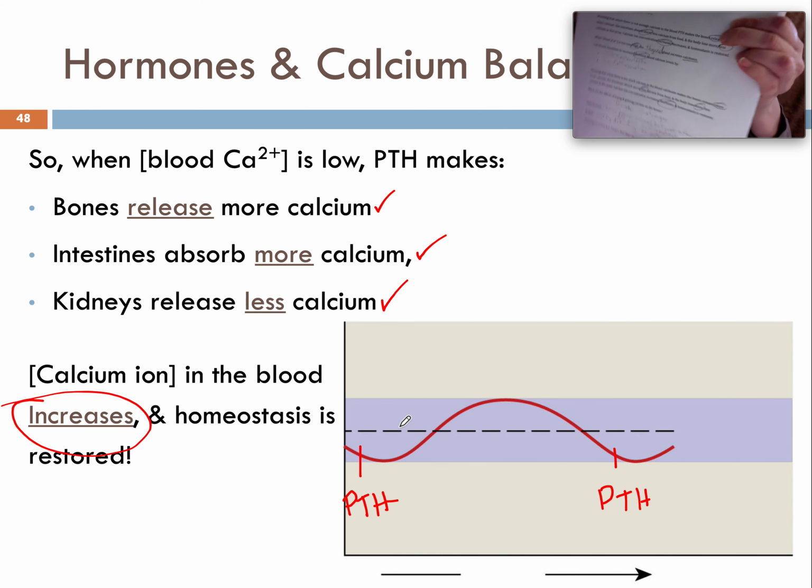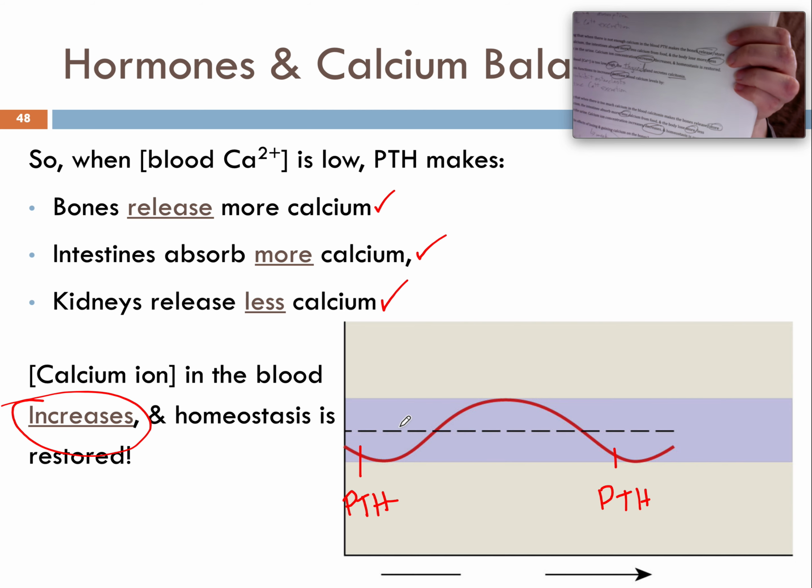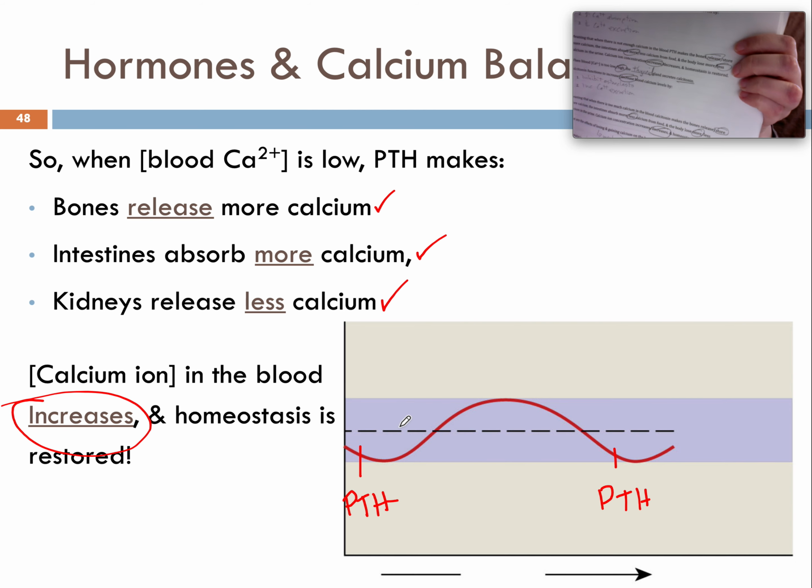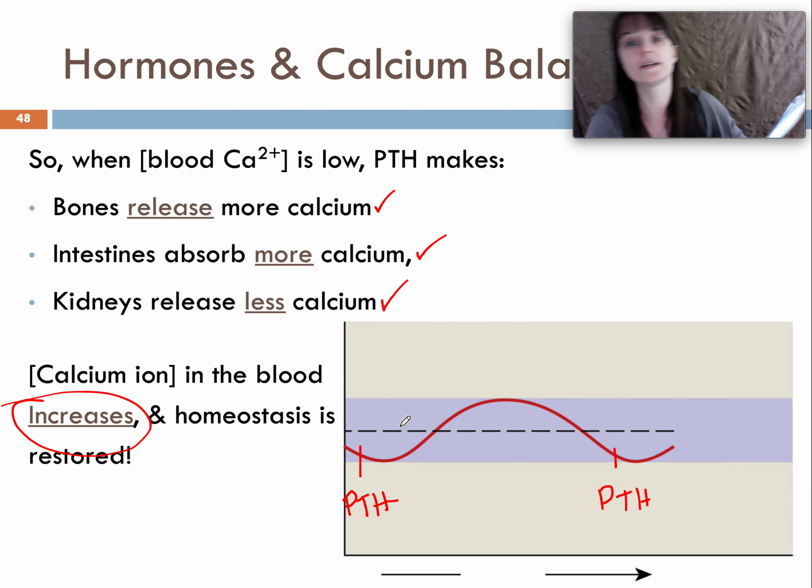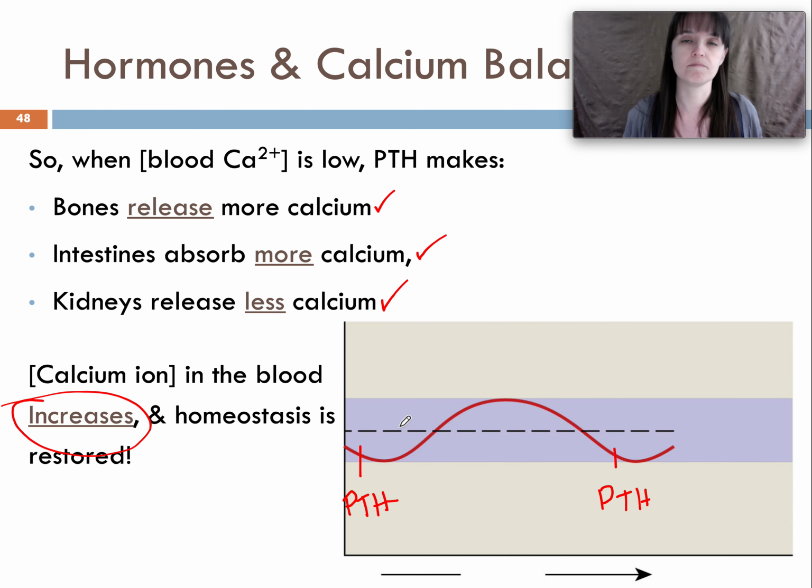So those where there's like a slash, like release or store, more or less, I tend to circle the right answer. You can underline, highlight, make colors on the right answer, whichever you want. Okay, so that's what happens when the blood calcium is low. What happens when the blood calcium level is too high?